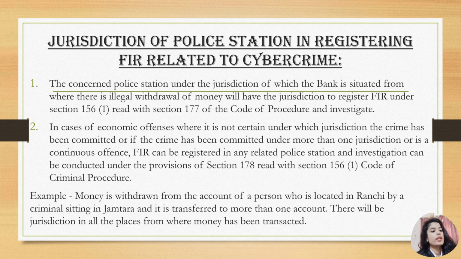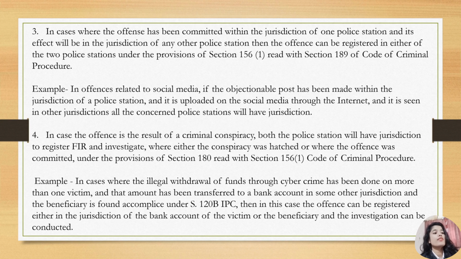Money is withdrawn from the account of a person who is located in Ranchi by a criminal sitting in Jamtara and is transferred to more than one account. There will be jurisdiction in all the places from where money has been transacted. In cases where the offence has been committed within the jurisdiction of one police station and its effect is in the jurisdiction of another police station, the offence can be registered in either of the two police stations under the provisions of Section 156(1) read with Section 189 of the Criminal Procedure Code.